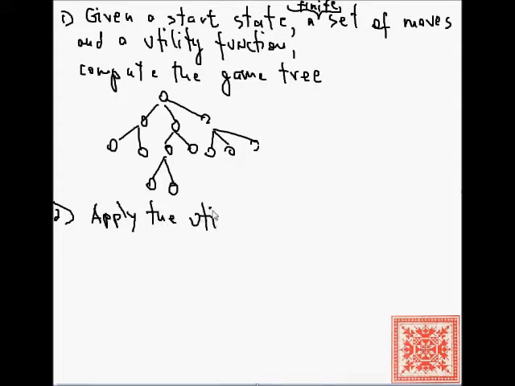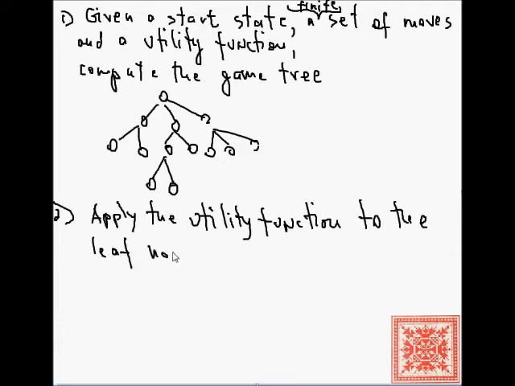So then we can apply the utility function to the leaves and percolate the utilities upward all the way to the root, as we did in the example. Right, so Min always chooses the minimum, and Max always chooses the maximum. Now the question becomes, well, is it always possible to compute such a tree? And the answer is no.